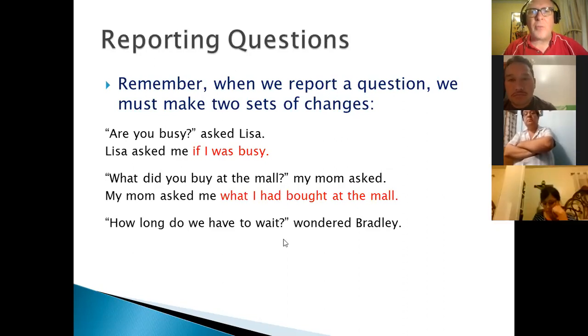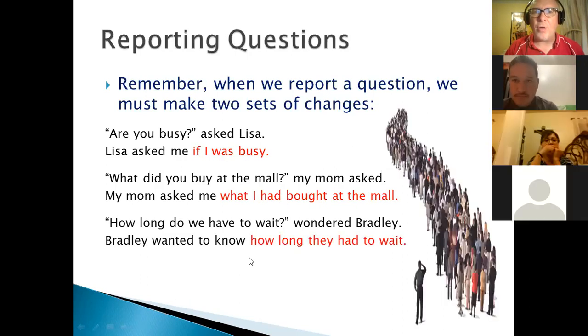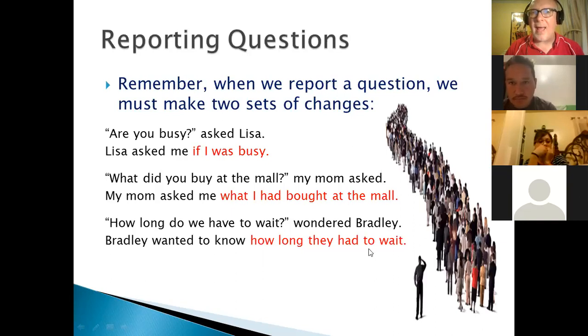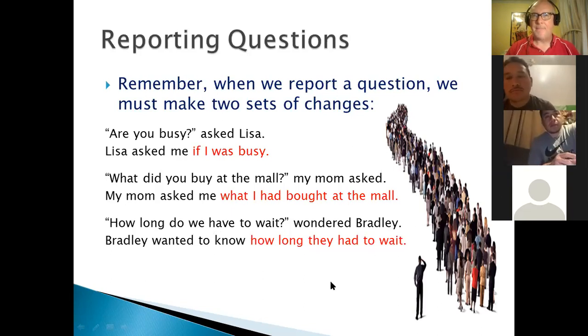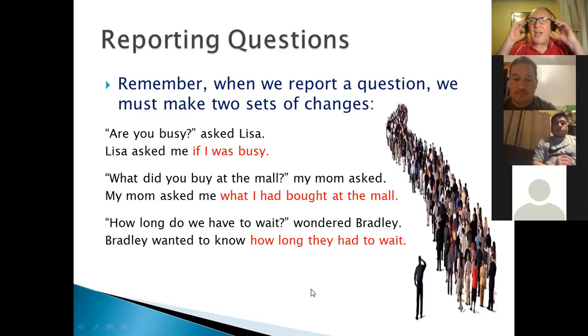Okay, what do we have there? Do. What happens to do? Throw it away. So what are we going to say? Bradley wanted to know how long they had to wait. Right? I threw away do, and I changed have to had. So we have to be careful with questions. We're going to practice that in just a minute. No problems? Good. All right.